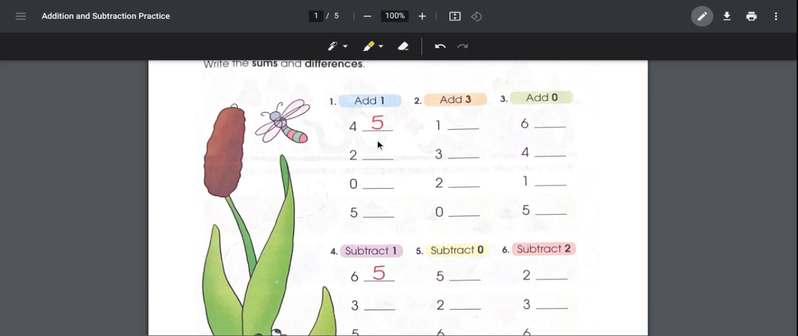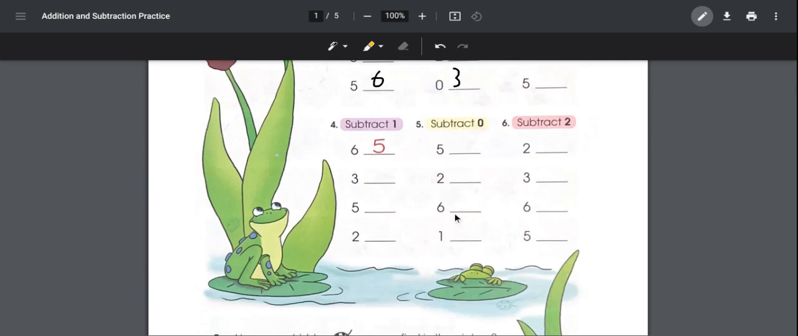So now we just go down the line. So we add 1 to 2, and that becomes 3. Then you add 1 to 0, that becomes 1. And then finally you add 1 to 5, and that will become 6. In number 2, this time you add 3. So 3 plus 1 is 4. 3 plus 3 is 6. 3 plus 2 is 5. And 3 plus 0 is 3.